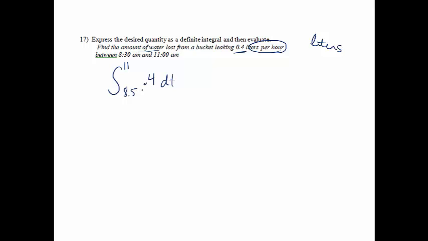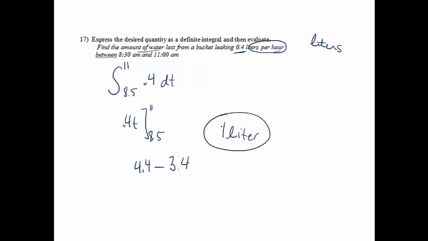So now from here we have our integral set up, which is what it asked me to do, and then I'm going to evaluate. The integral of 0.4 would be 0.4t, and then I'm going to evaluate it at 11 and 8.5. 0.4 times 11 would be 4.4, minus, then if I plug in 8.5, 0.4 times 8.5 is 3.4. 4.4 minus 3.4 would just be 1, and we wanted to know the amount of water, so 1 liter was how much was lost from the bucket over that time period.